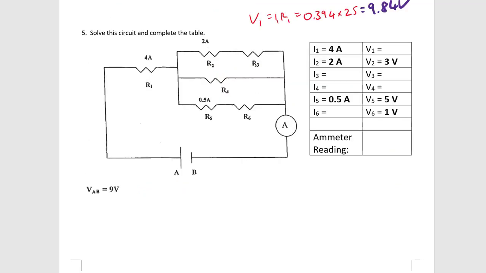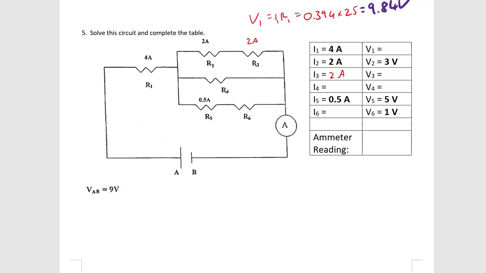So there's a few different ways that you can do part 5, but the first thing I'm going to do is see what I've been given and make sure it's already in the table. So I know that there's a current going through R2, which is 2 amps, and that's there, but that also means that there's a current here of 2 amps, right? So that means here is 2 amps. I don't know the current going through R4 at this point.